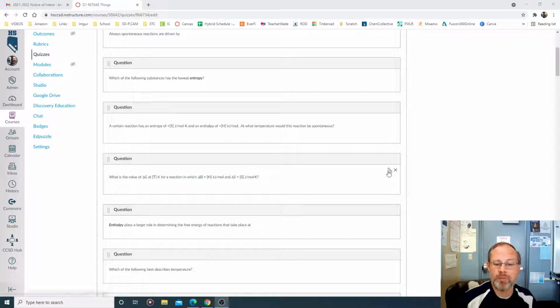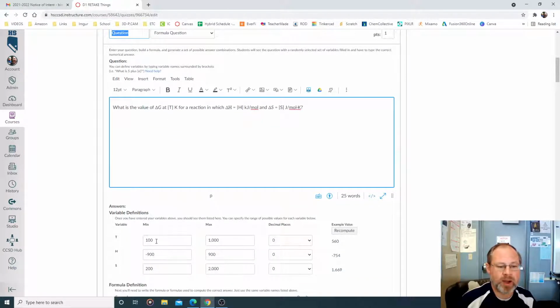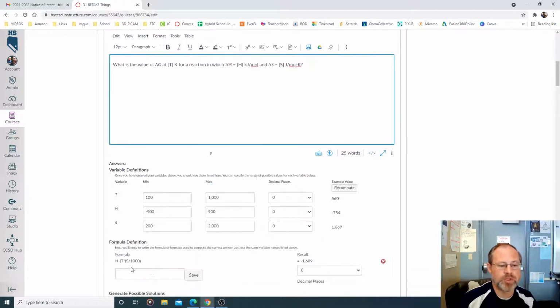When you put a variable in brackets, you're telling the computer that you now have a variable you're going to put into your formula. In this case, when you put something in brackets, T, it populates down here. So possible values of T, you can put something in here, get a number. H, possible values for H, S. And then the formula I needed to use was the formula for Gibbs free energy, which is H minus T times S over 1,000. So S needed to be divided by 1,000, multiplied by T, and subtracted from H. And then it's going to give me a bunch of values.